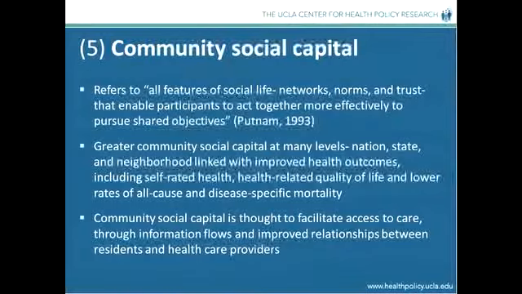So this is the fifth measure of an area-level social determinant of health, social capital. Bob Putnam refers to this as all the features of social life, networks, norms, trust, that enable participants to act together more effectively to pursue shared objectives. The notion is that greater community social capital, which could occur at many levels, at the nation, the state, and neighborhoods, would have a positive effect and would be linked with improved health outcomes.